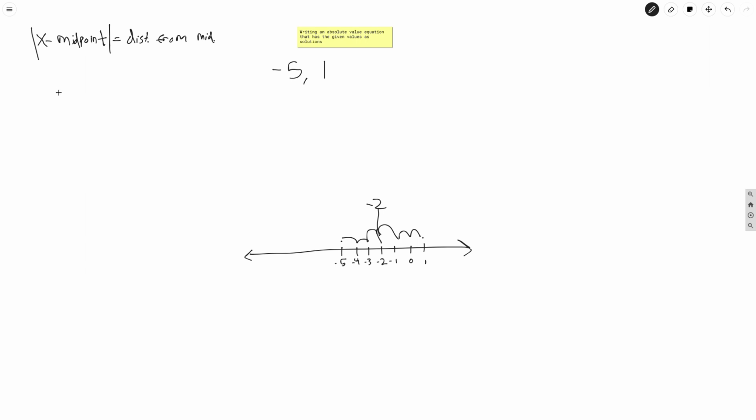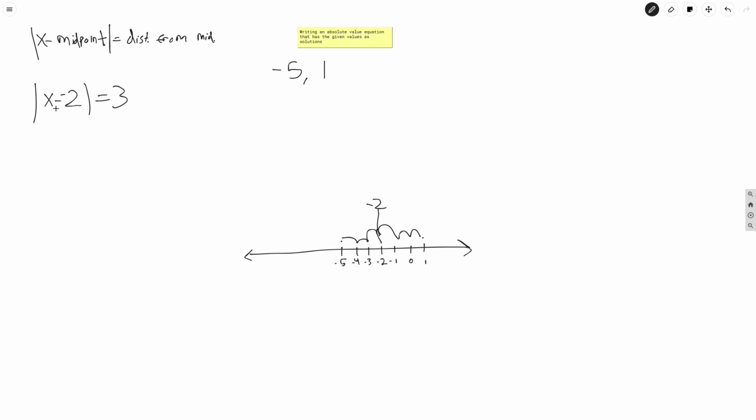So let's plug that in for my formula. So x minus my midpoint equals the distance from the midpoint. Alright? And like I said, these numbers will both have the same distance from the midpoint because it's the midpoint, right? So my distance from the midpoint, you saw when I counted, that was 3. So that's that. That's all there is to it.